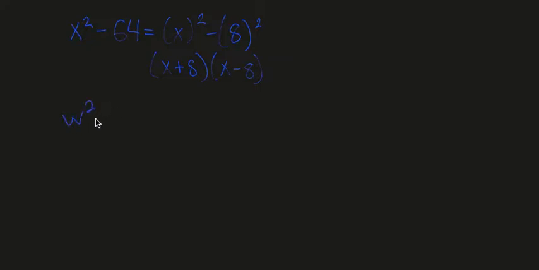The next one we have is w squared minus 16. W squared is w squared, minus 16 is going to be 4 squared. This will be broken down into w minus 4 times w plus 4.